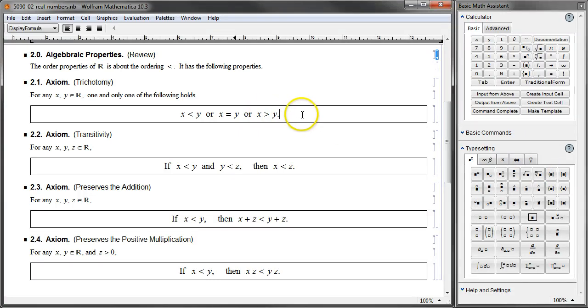Here's the first axiom, trichotomy. For any pair of real numbers x and y, one and only one of the following holds. x is less than y, or x is equal to y, or x is greater than y. Some people call it comparability. For any pair of real numbers, we can compare the size of these two. Next, transitivity. If x is less than y and y is less than z, then x is less than z.